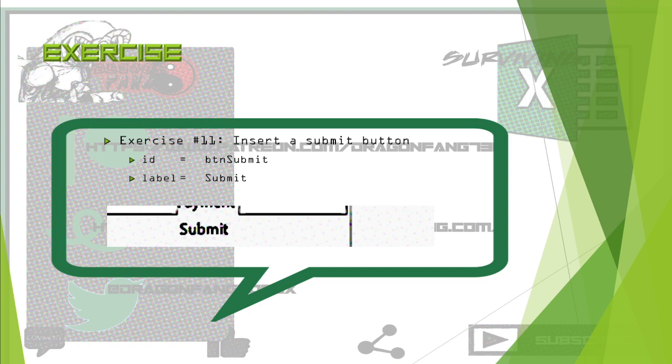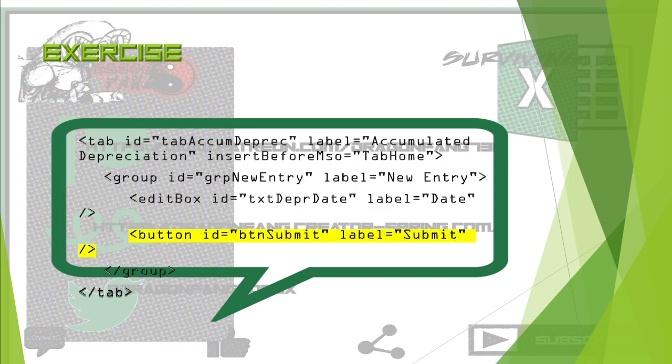For our final lesson, we're going to talk about buttons. We're going to insert a submit button, and it will appear just like as below. And this is the syntax for it. Once again, you put it right inside the accumulate depreciation, and it's going to be within the new group called new entry, and it's going to be a button with an ID button submit, and the label is going to be submit.